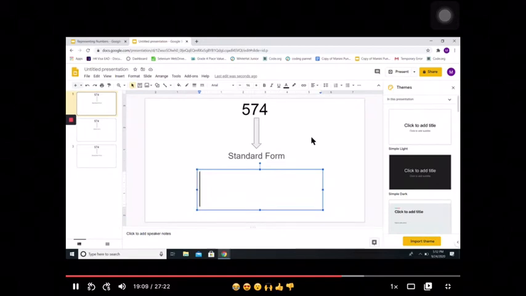So we have 574. Really think, what did Cushy teach you about this? How would I write 574 in standard form? Write that down in your notebooks for you to think, and then Cushy's gonna tell you what the real answer is.